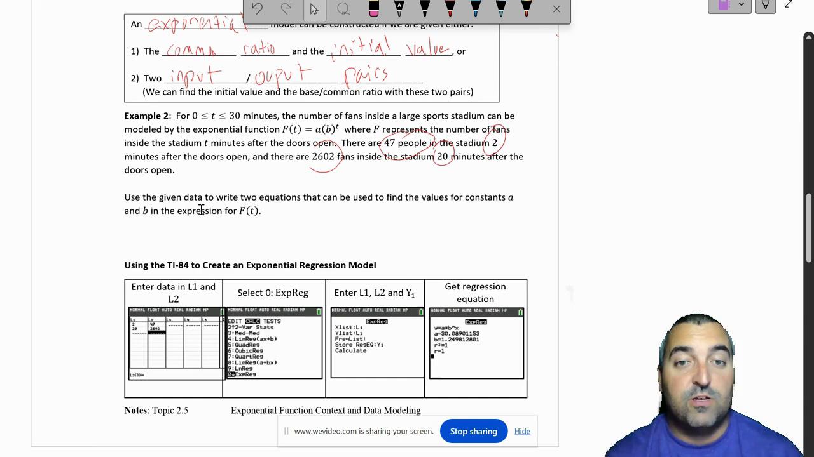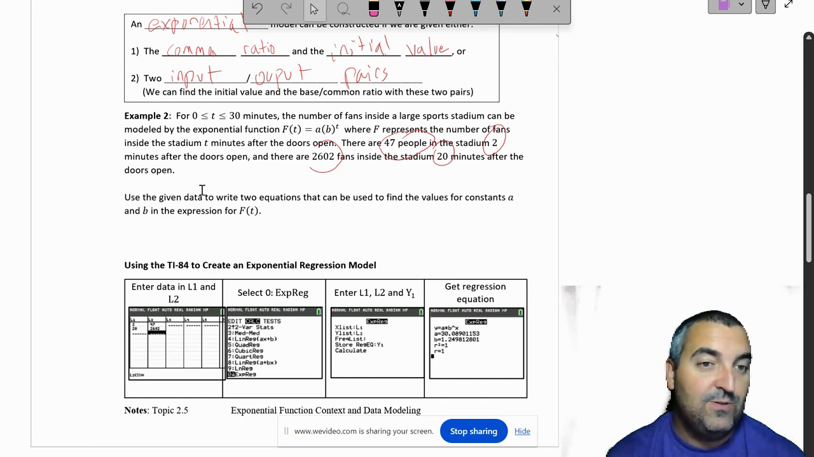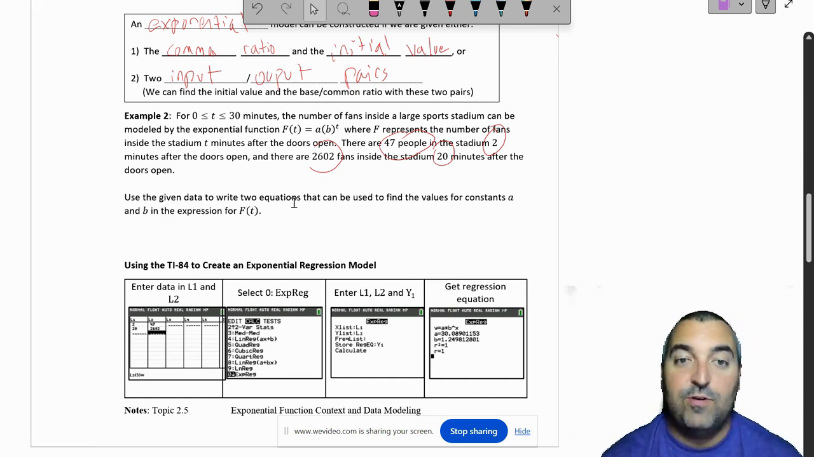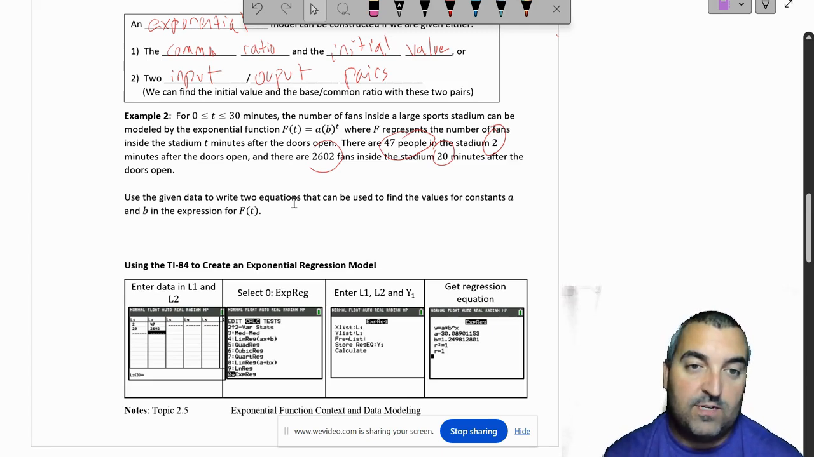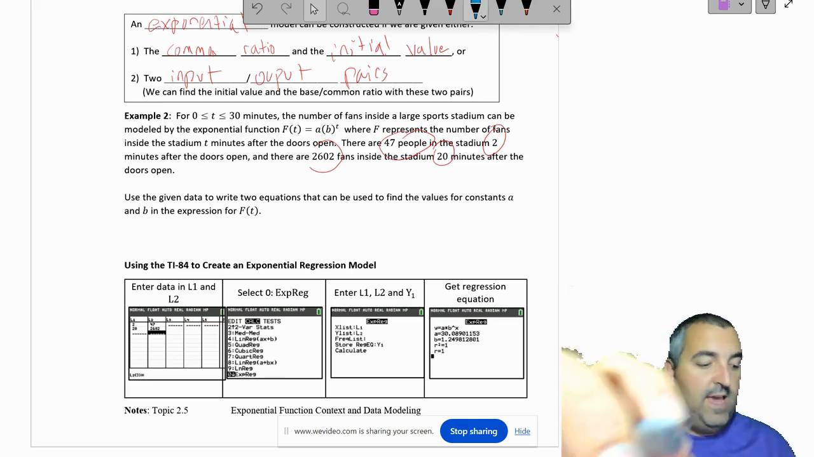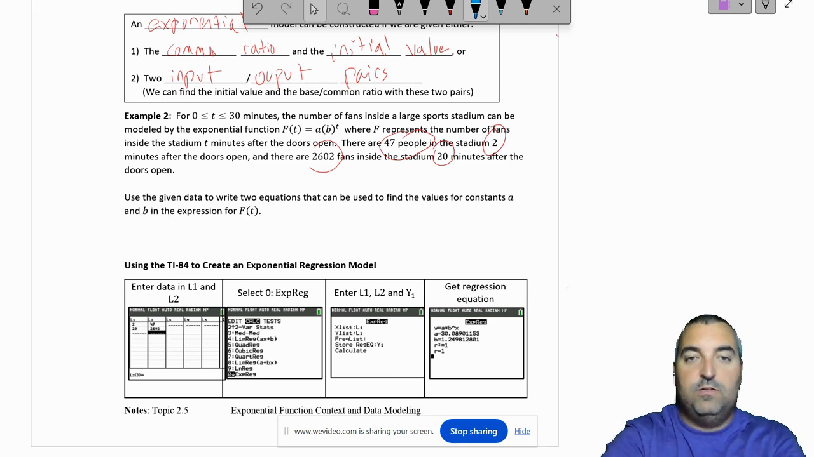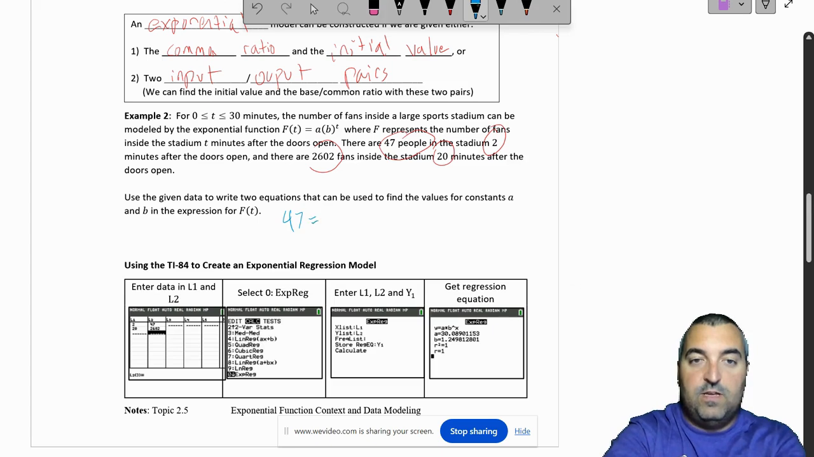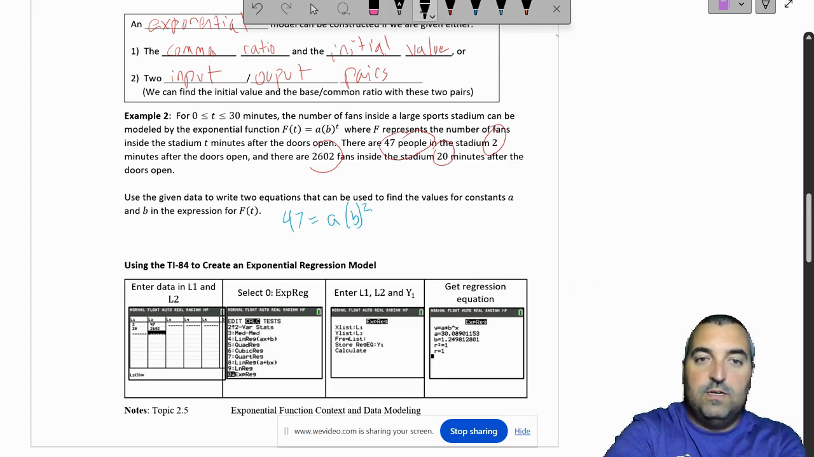But I didn't actually read the question, which I should always go back and do. It says, use the given data to write 2 equations that could be used to find the values for constants A and B for the expression for f of t. Well, if I'm actually doing that, that would mean I'm just writing a system of equations. So using the first point, I would say 47 equals A times B to the 2nd, and then the second equation is 2602 equals A times B to the 20th.